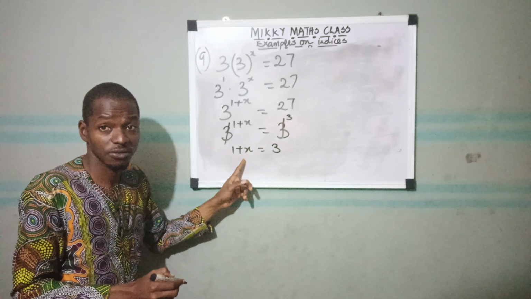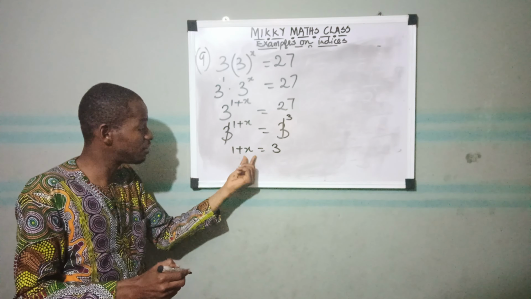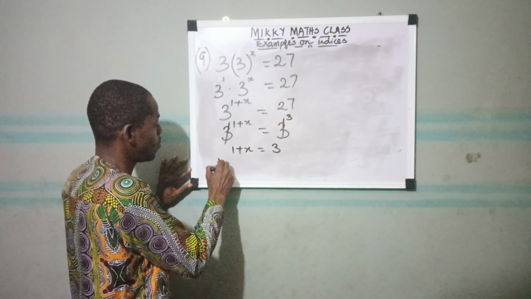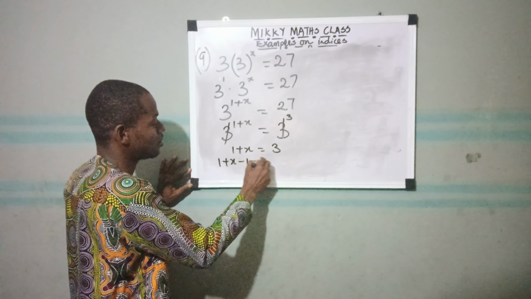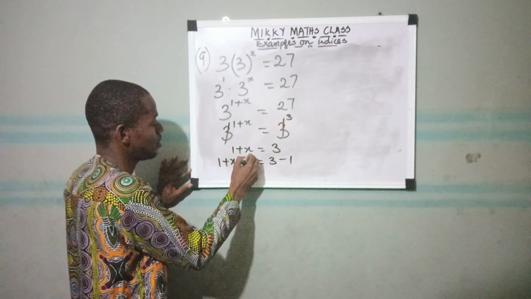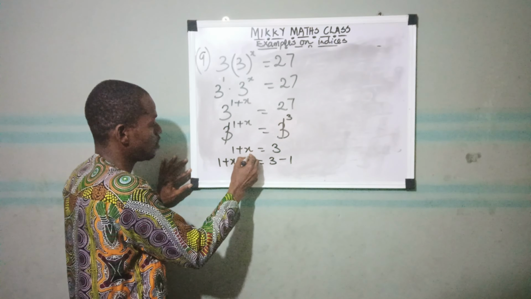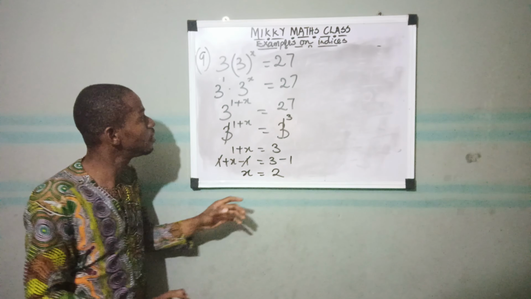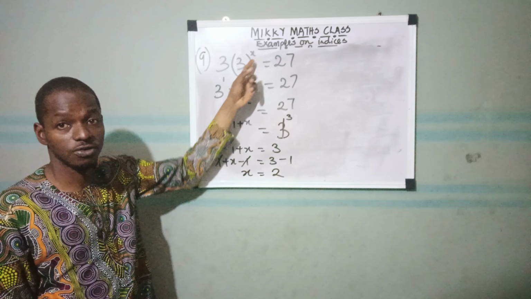I'm not interested in 1 plus x, I'm interested in x. So I subtract 1 from both sides. So this becomes 1 plus x minus 1 is equal to 3 minus 1. Minus 1 and plus 1 cancel out. So x is equals to 2. So x here is 2.